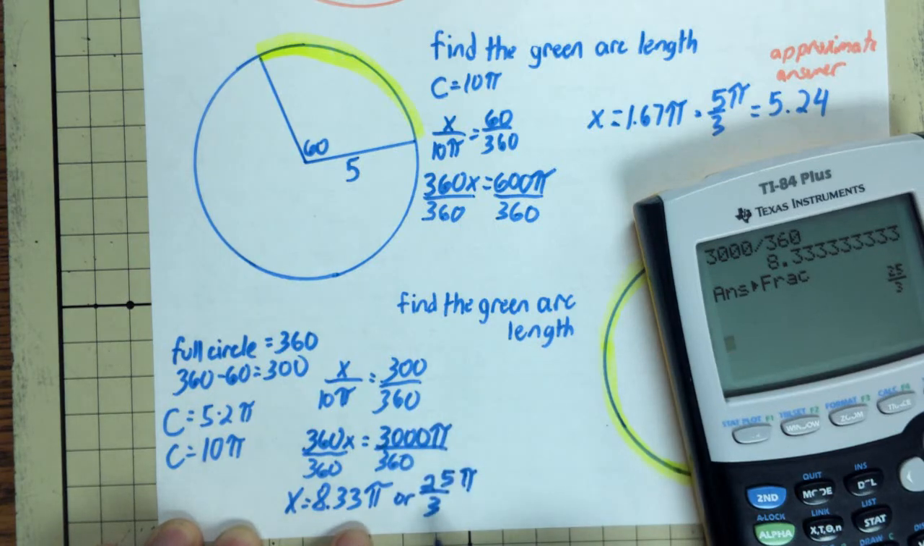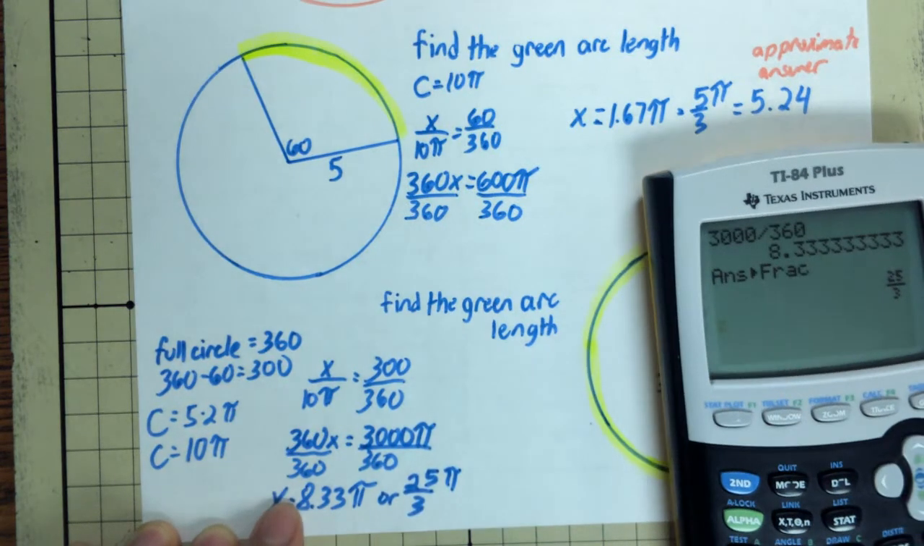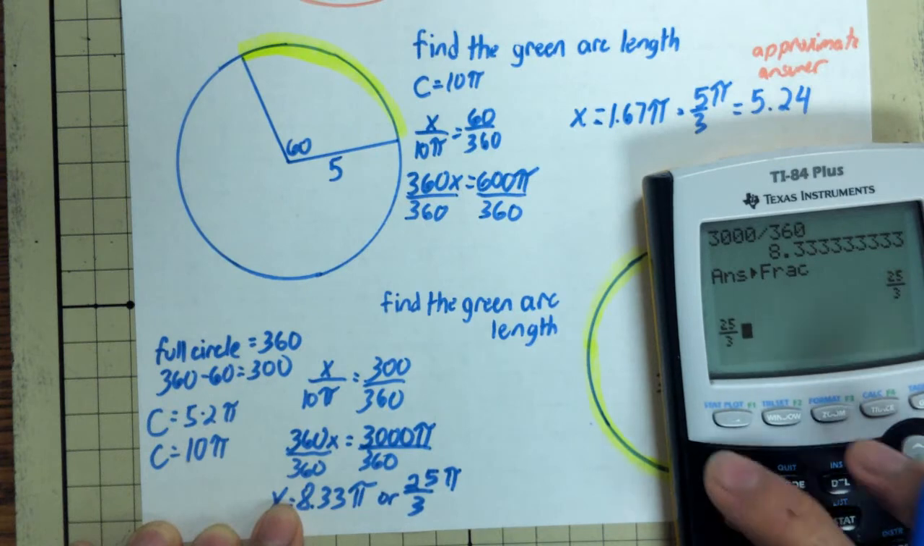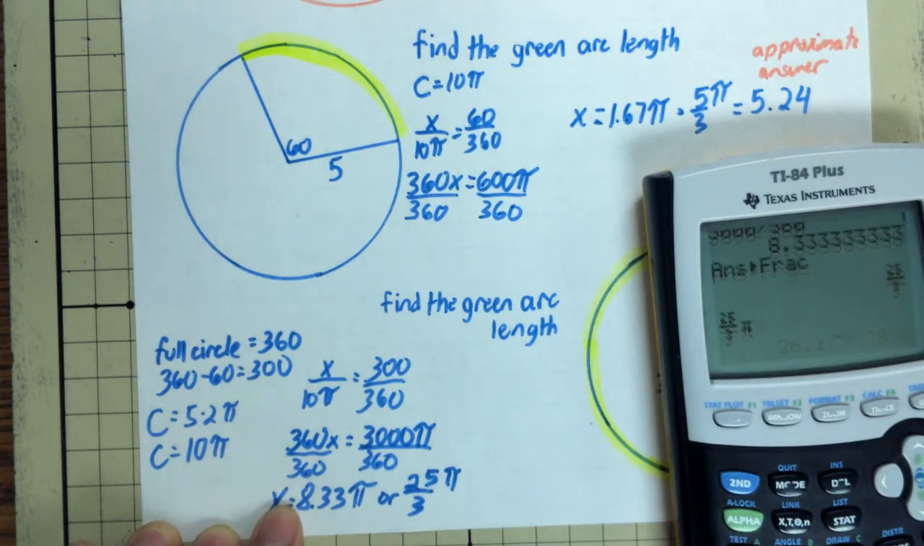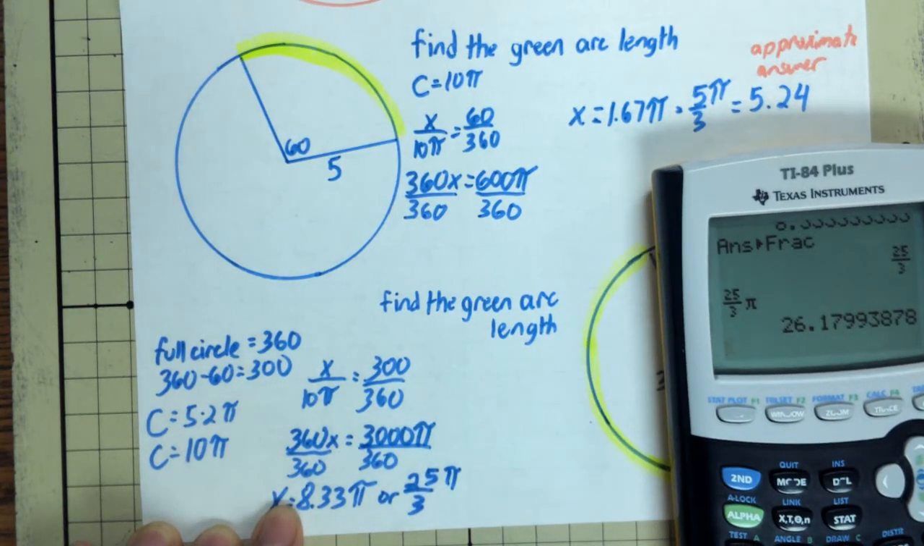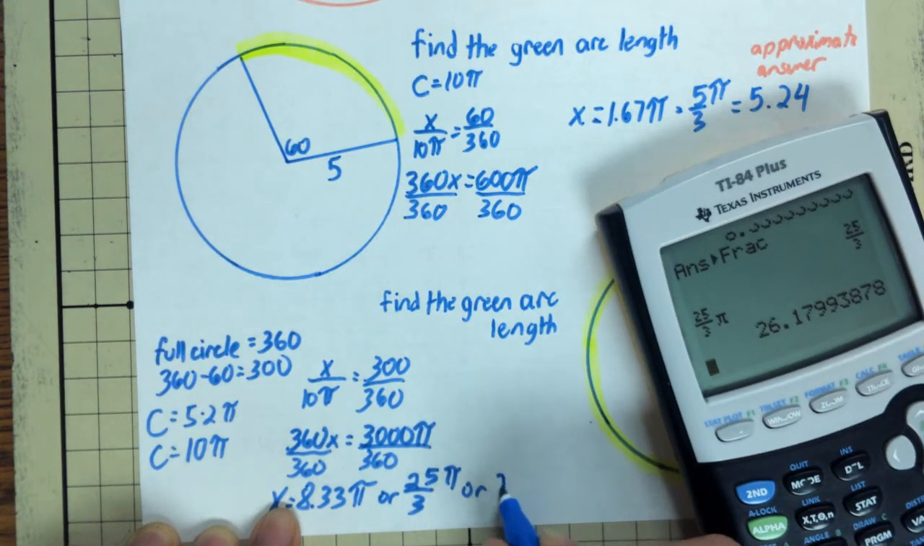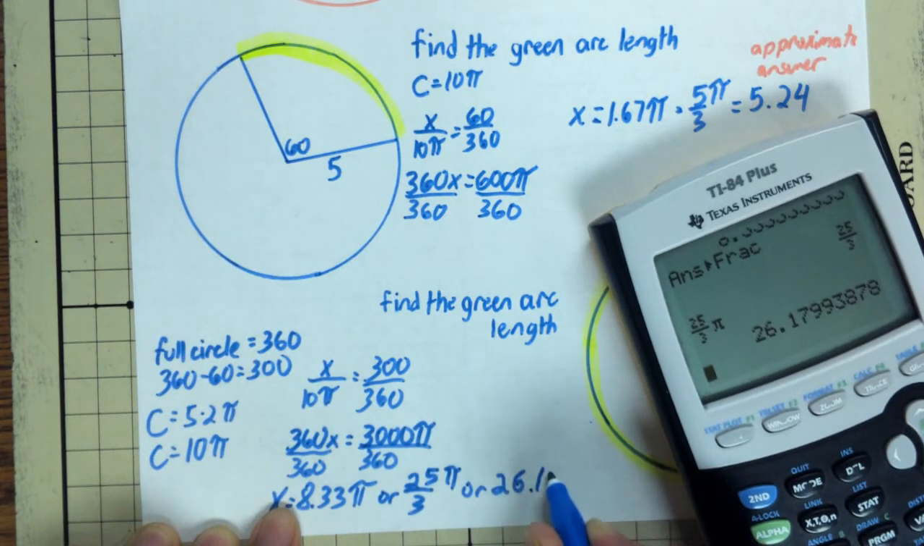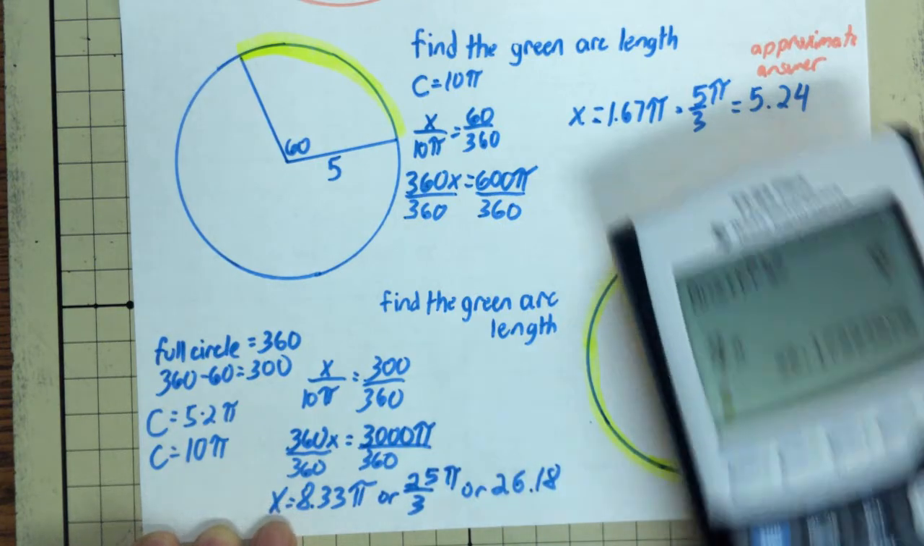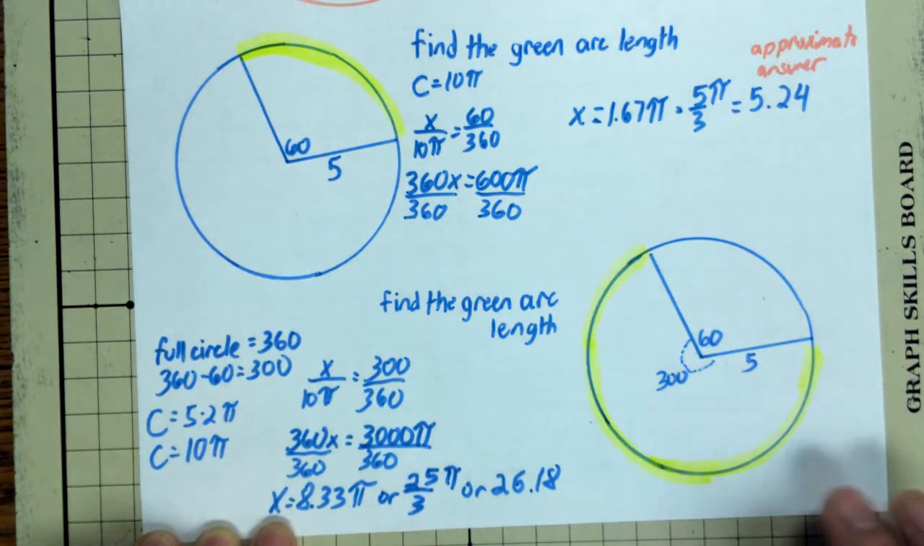Again, in terms of pi, or as your approximate answer, 26.18. As your approximate answer. Alright.